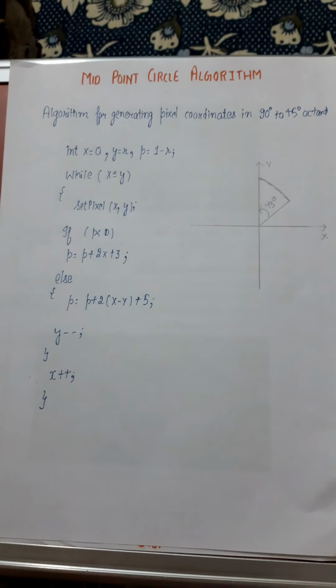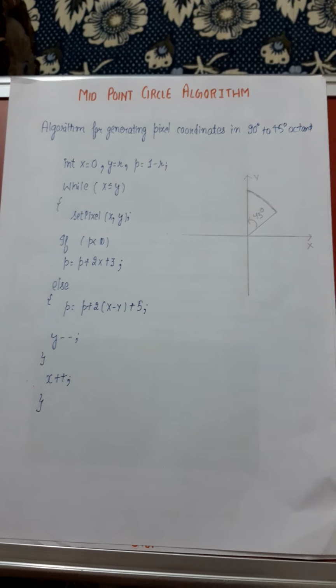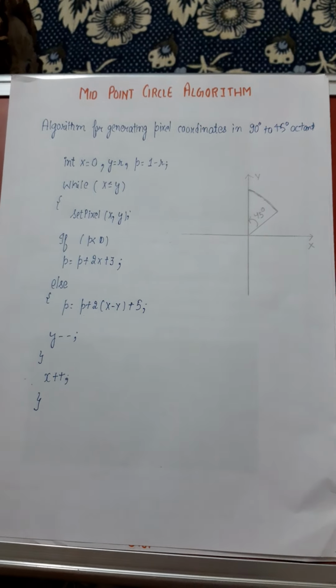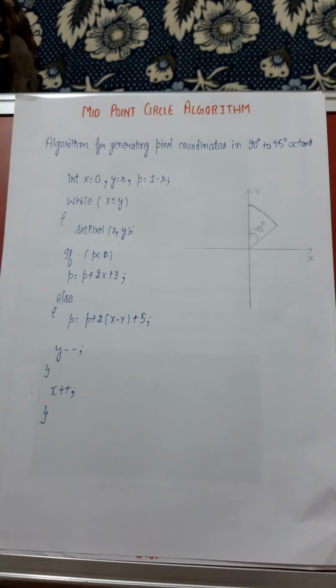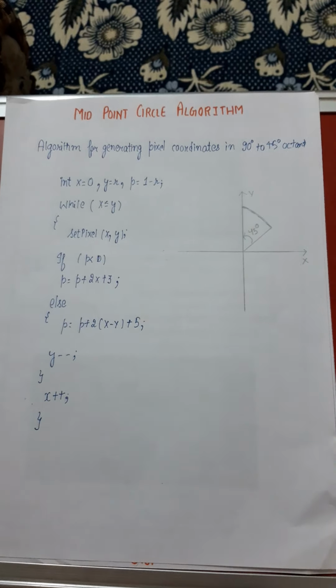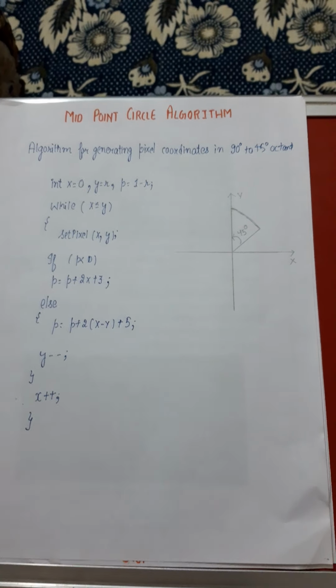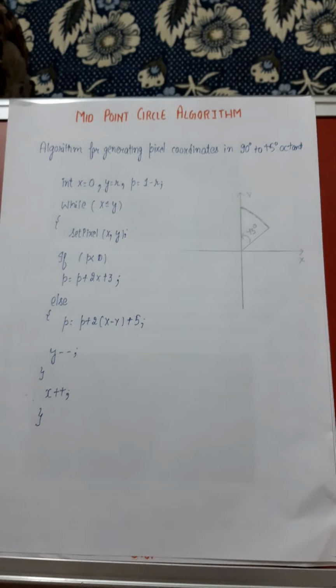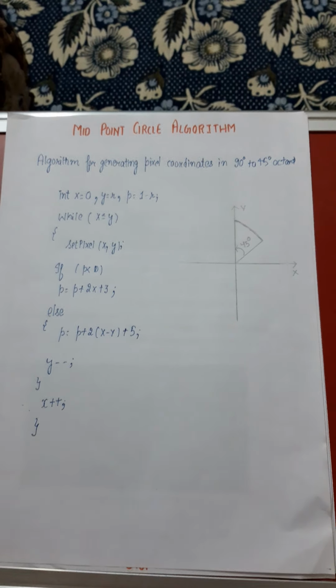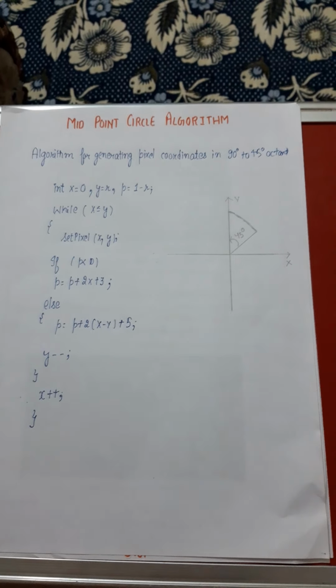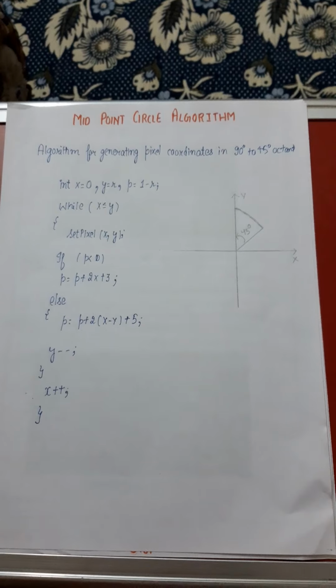Good morning all. Today I will discuss the midpoint circle algorithm. This algorithm is used to scan convert a circle in computer graphics. Here I am scanning a single octant of the whole circle because I know that there is 8-way symmetry in the circle. So by knowing one octant's values, we can derive the other octants' values also.